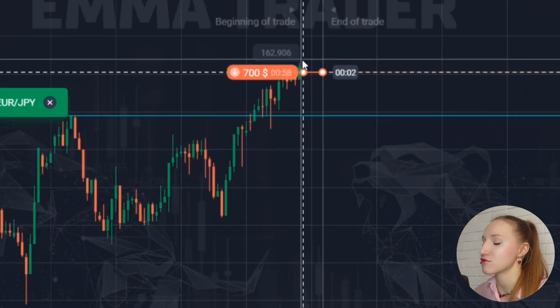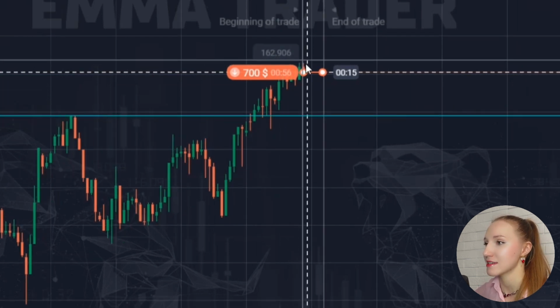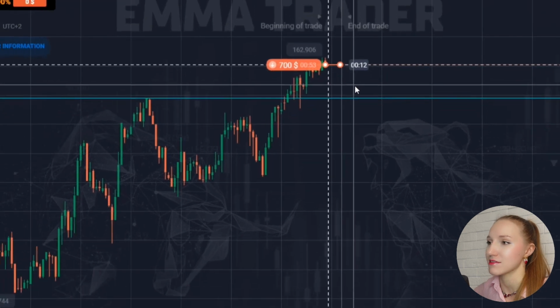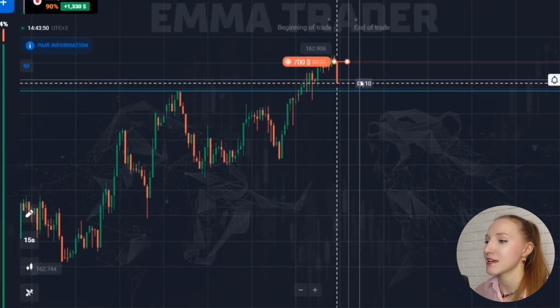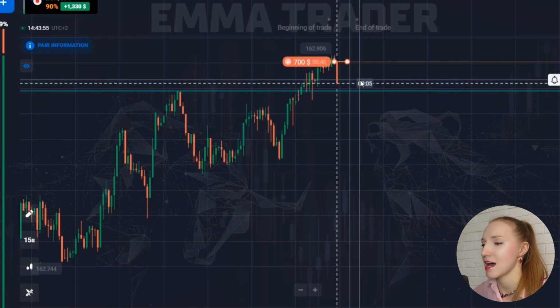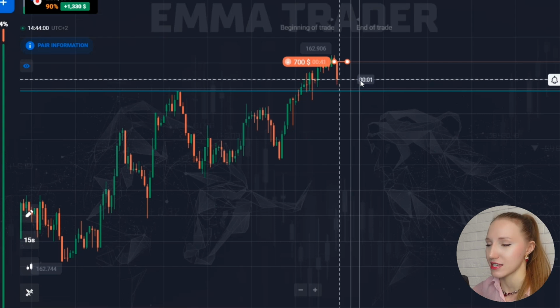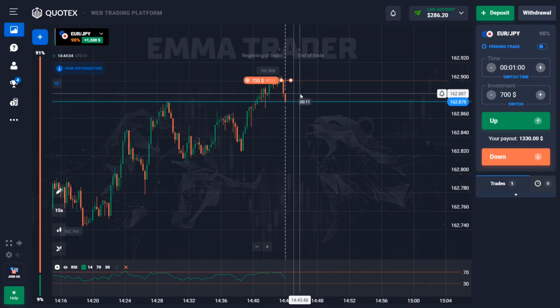Let's open a down trade for 1 minute because everything signals that we have this chance after this breakthrough of the level. The price can get to the slight pullback down at least, and we will see this situation, and 1 minute is usually enough for this kind of situations.